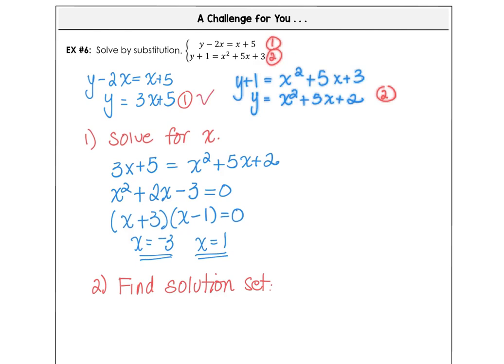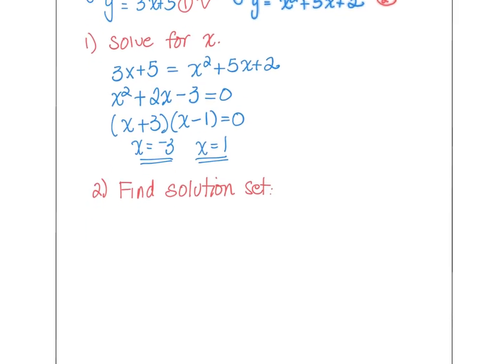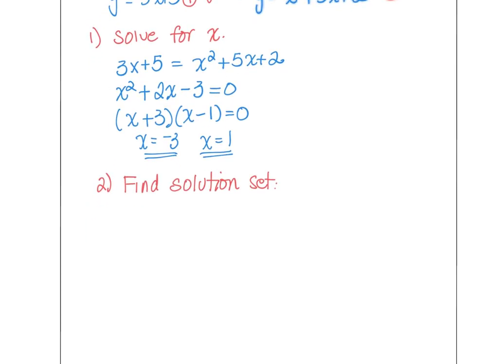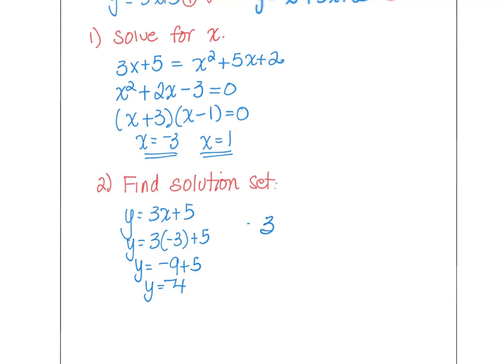3x plus 5. So when y is 3x plus 5, and we use x is negative 3, then negative 9 plus 5 is negative 4. So we know y is negative 4. So we know one solution point is at negative 3, negative 4. The line and the parabola intersect.